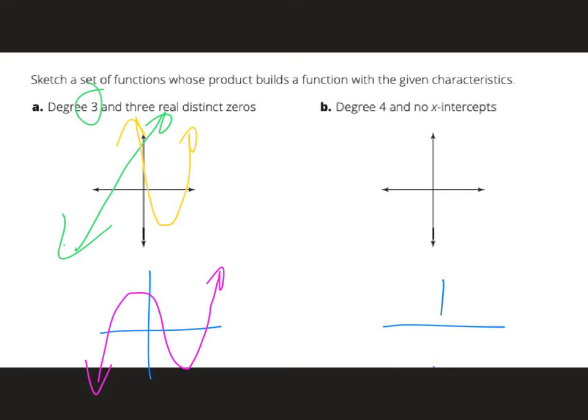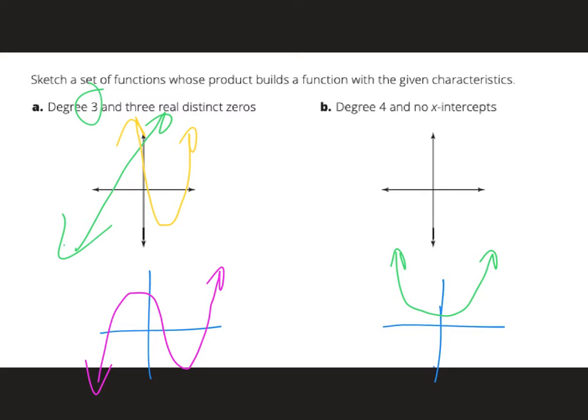Degree 4, no x-intercepts. All right, well, let me fix my axes here, which did not come. So no x-intercepts, degree 4. Well, that tells me don't pick odd functions. So if I take a quadratic like this, and I don't know, a quadratic, no, I'm giving the answer there. Here's what I want. Sorry. What I did last time is I sketched what that might look like. So degree 4, no x-intercept, so maybe I do this.